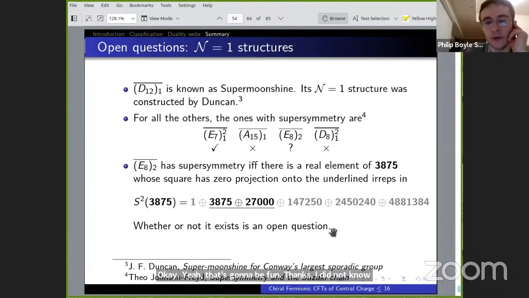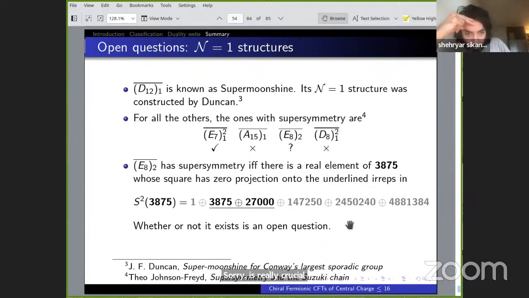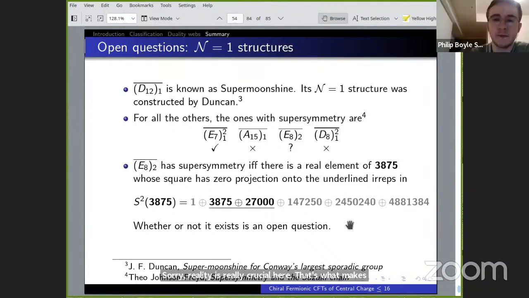But anyway, a bit more on this. So does this element exist? Well, if you relax the constraint of reality, it trivially exists. You can just take a highest weight state. And the highest weight state only projects onto the highest weight representation, which is this one. So reality is really crucial here. That's what makes it tricky. By the way, the reason that we can talk about reality is because all these representations are real. It's a general fact about E8, all reps are real. Frobenius-Schur indicator is plus one.